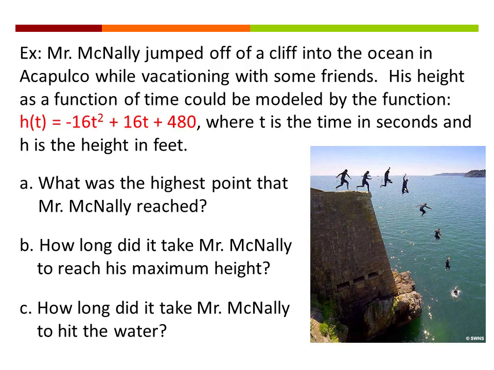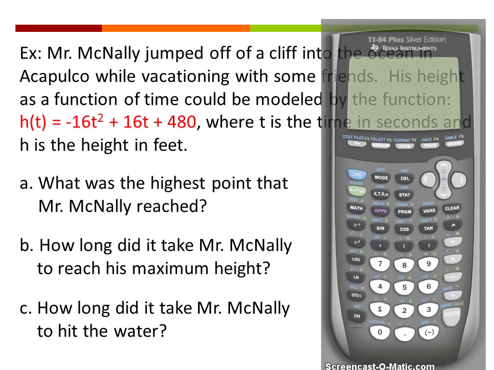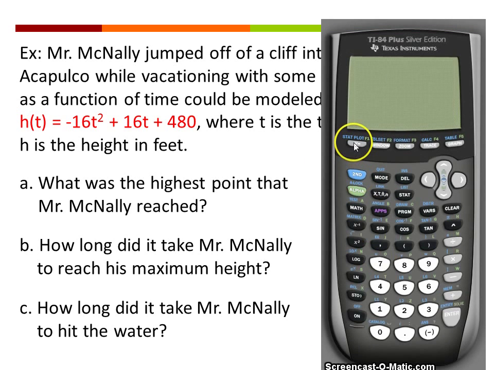So let's use our calculator. We have an equation. So on our calculator, we're going to y equals, let's plug that equation in. So negative 16. Now instead of t, let's use x as our variable to represent time. And our y in this case would then represent our height. So if I type the equation up, negative 16x squared plus 16x plus 480, I press graph.